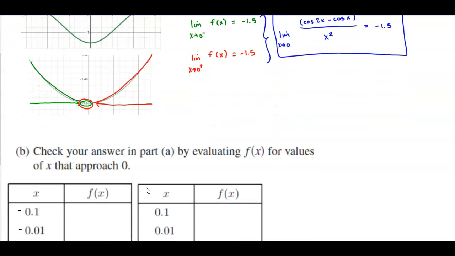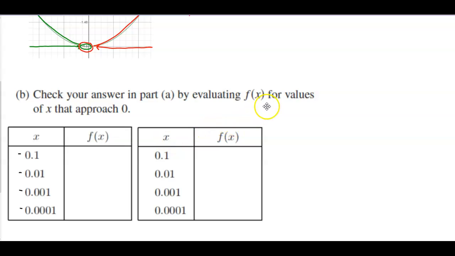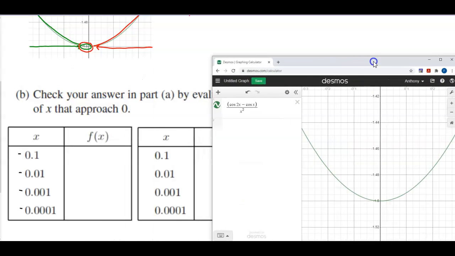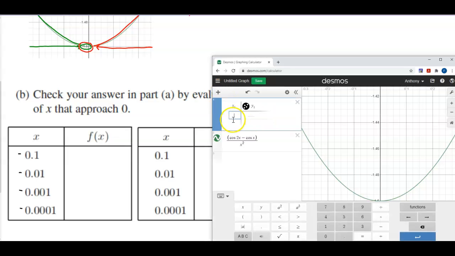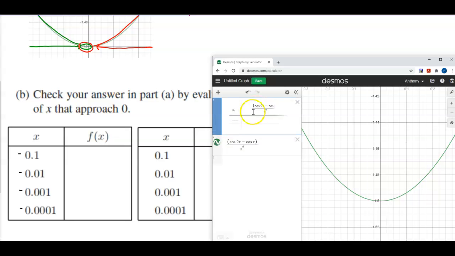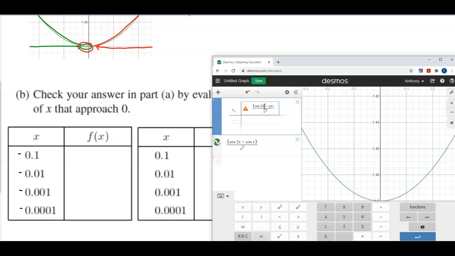Okay, now what we're going to do is check our answers in part A by evaluating f of x for those values of x that approach 0. So we're going to create a table here. So we can go ahead and copy what we have here into this and make sure that this represents x1. And then the same thing here. Just makes our computation a lot quicker.